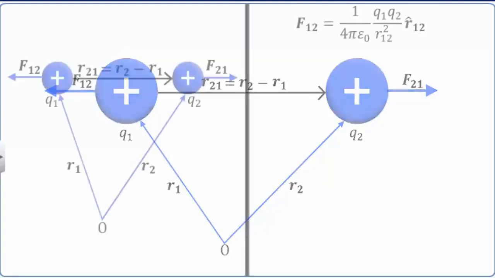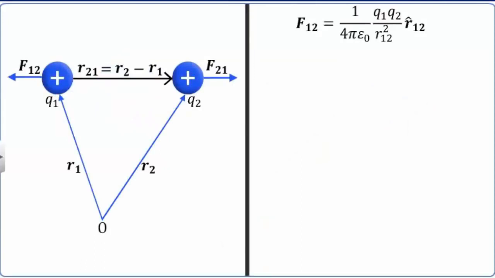In vector form, we can express Coulomb's law as shown. If Q1 and Q2 are like charges, they repel. In this case, the product of the charges Q1 and Q2 will be positive. The unit vector R12 cap is given by equation 5. Here, the force F12 will be in the direction of the unit vector R12 cap.